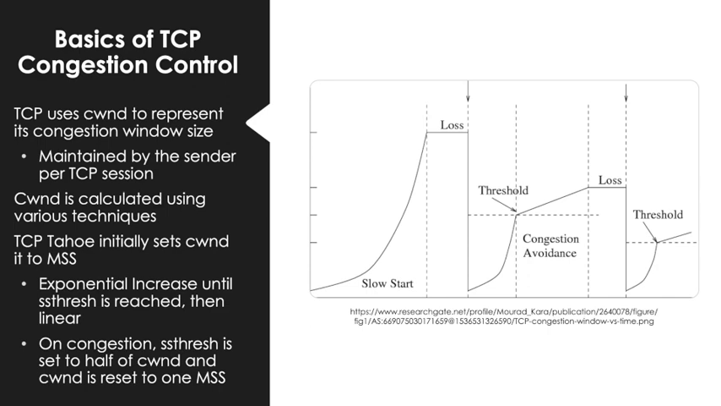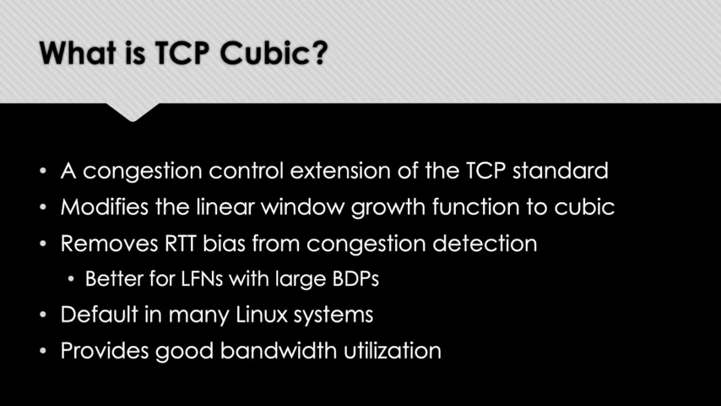Let's start off by talking about TCP CUBIC. So what exactly is TCP CUBIC? TCP CUBIC is an extension of the normal TCP standard. While it has not been defined as an RFC, the IETF released an official internet draft for it. TCP CUBIC is a congestion control protocol that modifies a standard linear window growth function to be a cubic one.